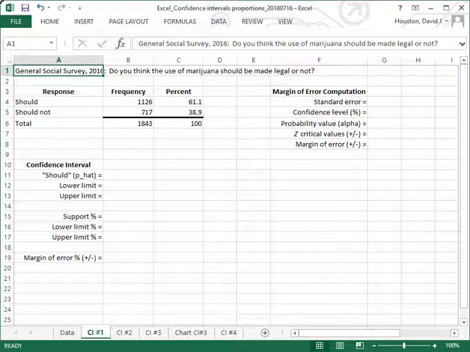As we can see here, about 61% of the sample offered the should response as compared to about 39% that offered the should not response. So let's go about now constructing a confidence interval around the sample proportion of should responses.